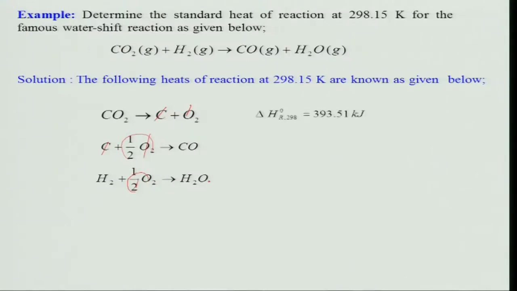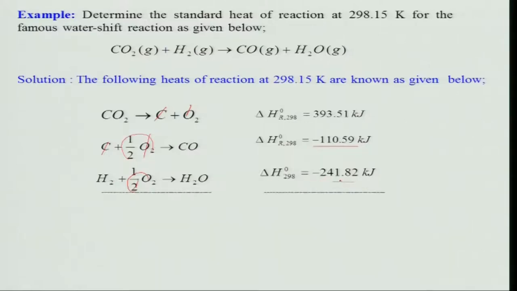But I must know the heat of reaction. The heat of reaction for CO2 going to C plus O2 is basically 393.51 kilojoule, of course at 298.15 Kelvin. Similarly, I know this reaction. Keep in mind that the earlier reaction was positive and this is negative. That means the earlier reaction was endothermic and this is an exothermic reaction. And similarly, the heat of reaction for the third reaction, hydrogen plus oxygen going to water, is again an exothermic reaction.